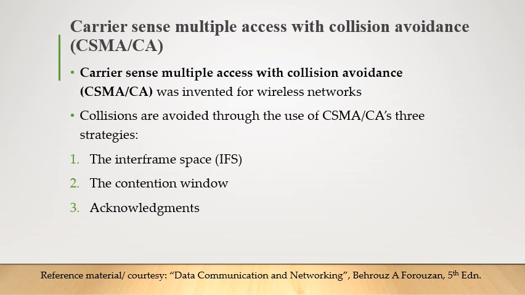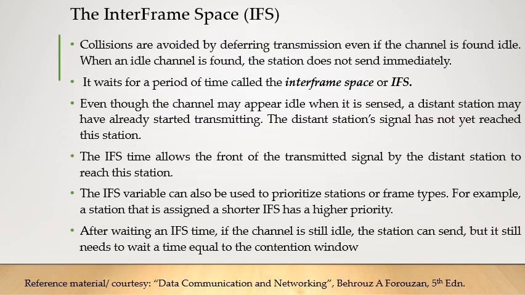So CSMA/CA was basically invented for wireless networks, and to avoid collision, three strategies are used. The three strategies are namely the interframe space, that is IFS, the contention window, and acknowledgement. Let us see them one by one. So the first strategy is interframe space.